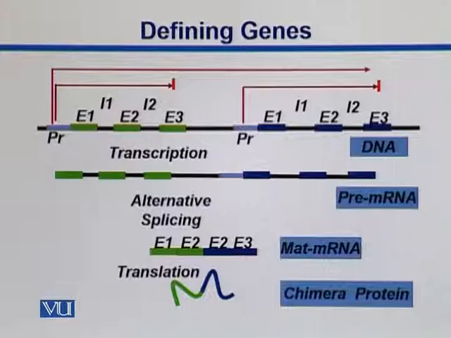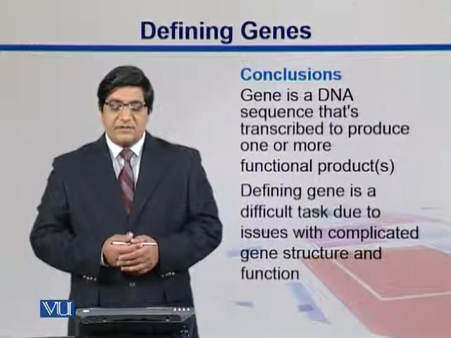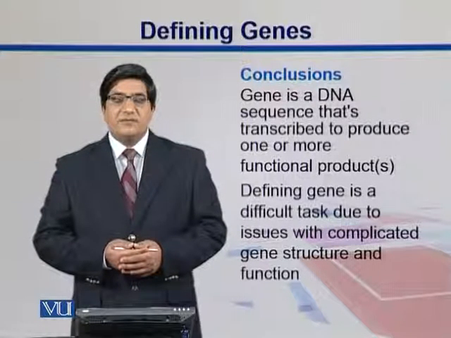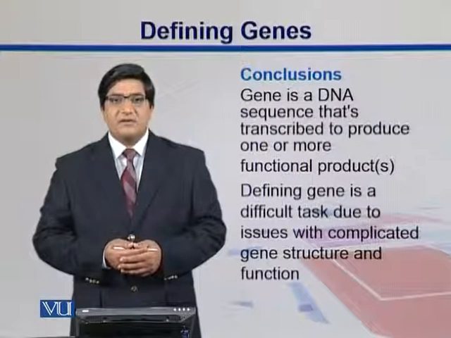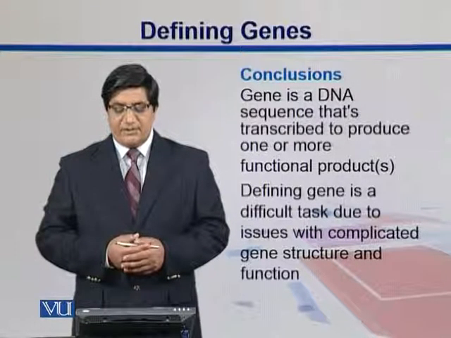It's difficult to identify the genes. About 4 to 5% of tandem gene pairs, the gene pairs which are located together, are estimated to be transcribed into a single messenger RNA. That is the situation where the chimeric products arise, and these kinds of events make it hard to do gene prediction. So a gene is a sequence of DNA that is transcribed to produce one or more functional products, and we see in this section that defining a gene is a hard task, and it's difficult due to issues with complicated gene structure and function.